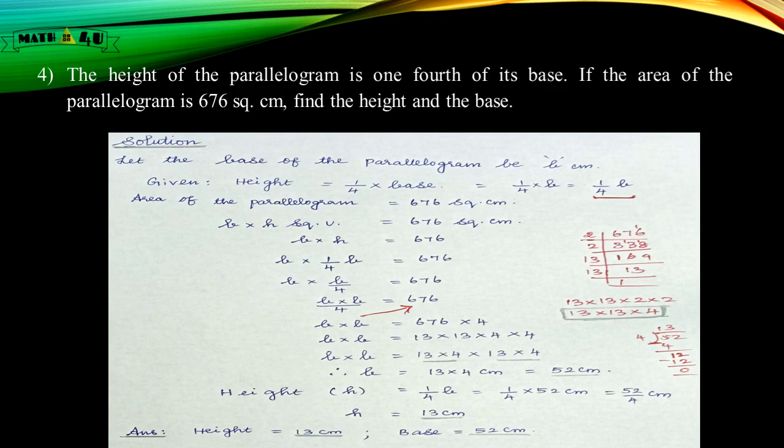That is, base into height square units is equal to 676 square centimeter. B into H is equal to 676. B into 1/4 B is equal to 676 because H is equal to 1/4 B. Now, just cross multiply that 4, simplify, get the value for H. Therefore, height is equal to 13 centimeter and base is equal to 52 centimeter.